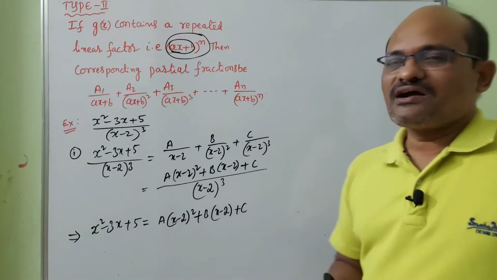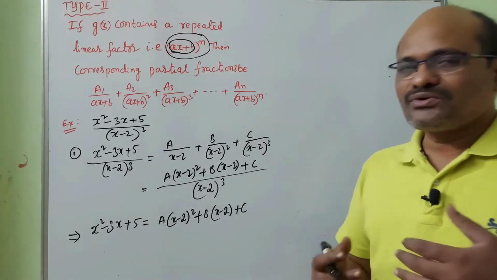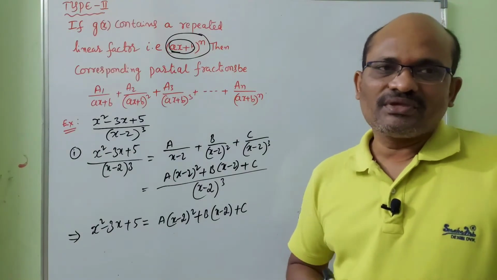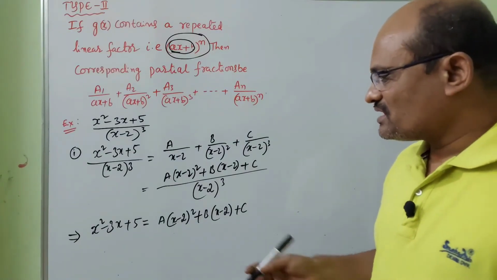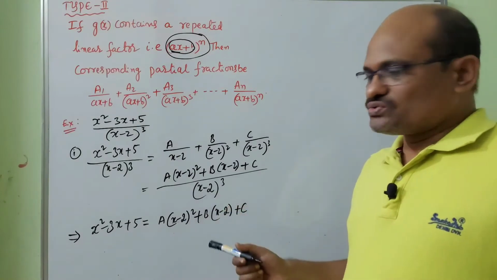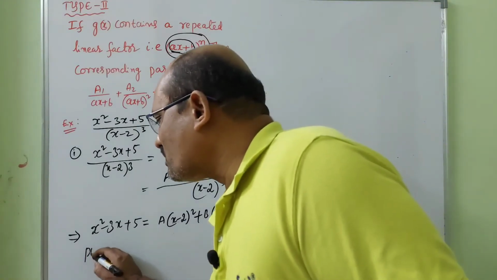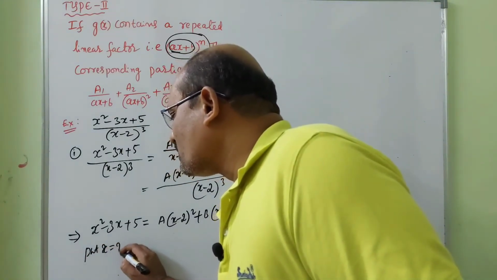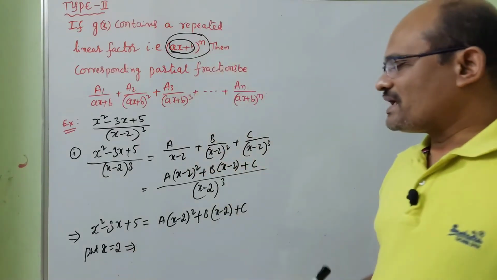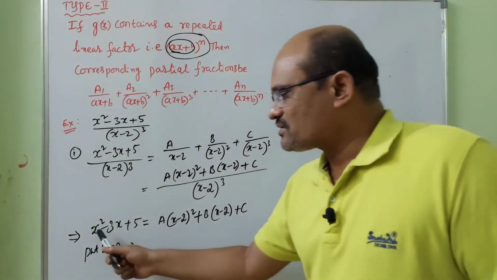Now what is the way of finding values of a, b, c? I told you different techniques in the previous problem. Number 1 is the substitution method. Here we have x minus 2. So put x equal to 2 on both sides. You will get one value, c. Put x equal to 2 on both sides.